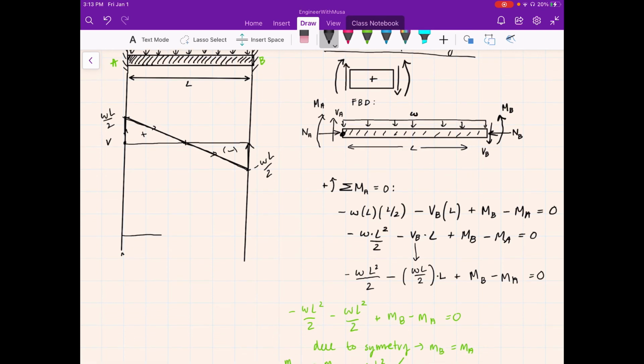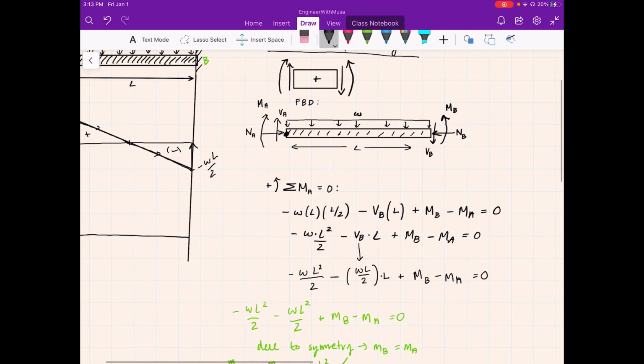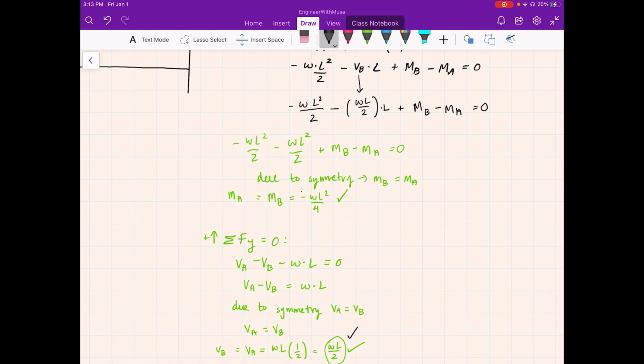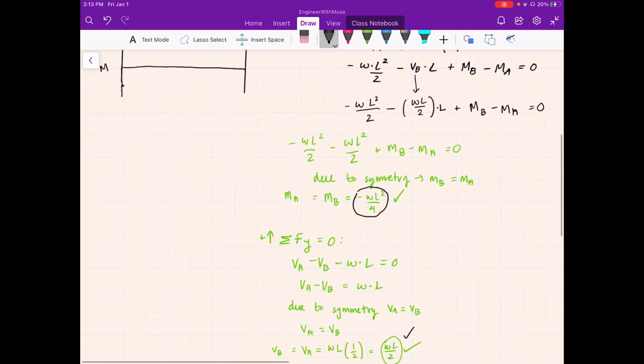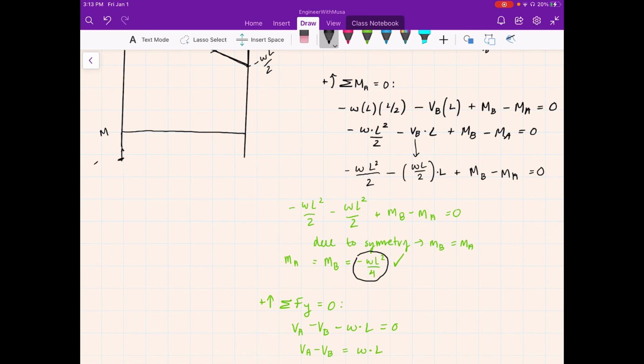So now we jump to our moment. And so we have our moment on the left hand side equaling, what was it? It was minus omega L squared over 4. So we jump over here, minus omega L squared over 4. And then we know that down on the other side it's going to be also minus omega L squared over 4. And so the path it's going to take is something like this, something like a parabola. And I'll explain to you in a second why. And so we know that down here is negative, negative, and that's positive.